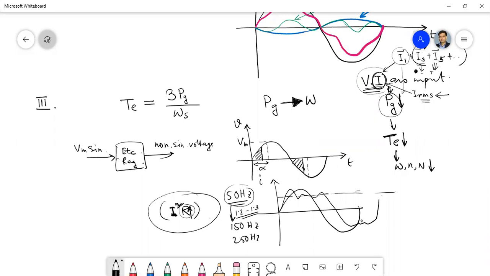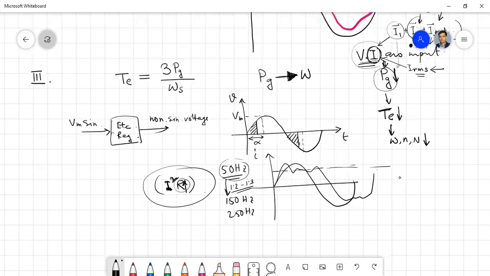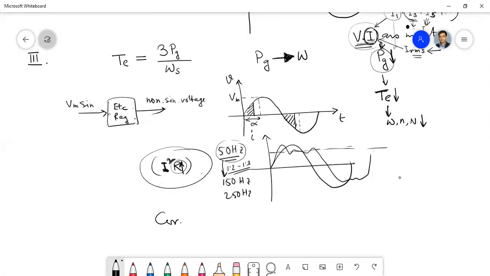Not only this I squared R loss, now the core loss. What about the core loss? It will increase, as it is related to frequency. The core loss is directly proportional to the frequency. If the frequency is getting high, because for all the harmonics the frequencies will be high, the core loss will increase. So these are the effects on asynchronous machines.